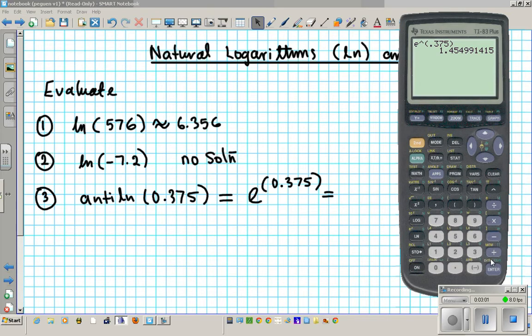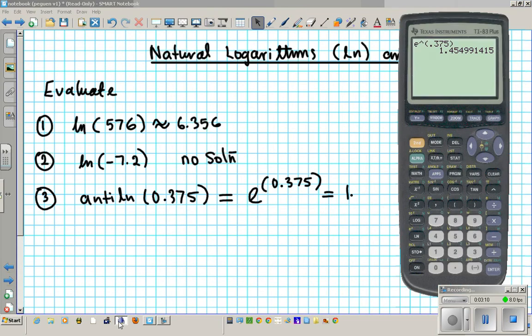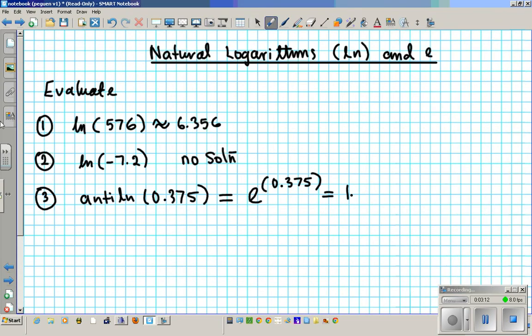If we do that and enter, we get 1.1455. This is actually an approximate result, it's not exact, so let me take this equal sign out of there, making it an approximate value. Okay, so there you have it.